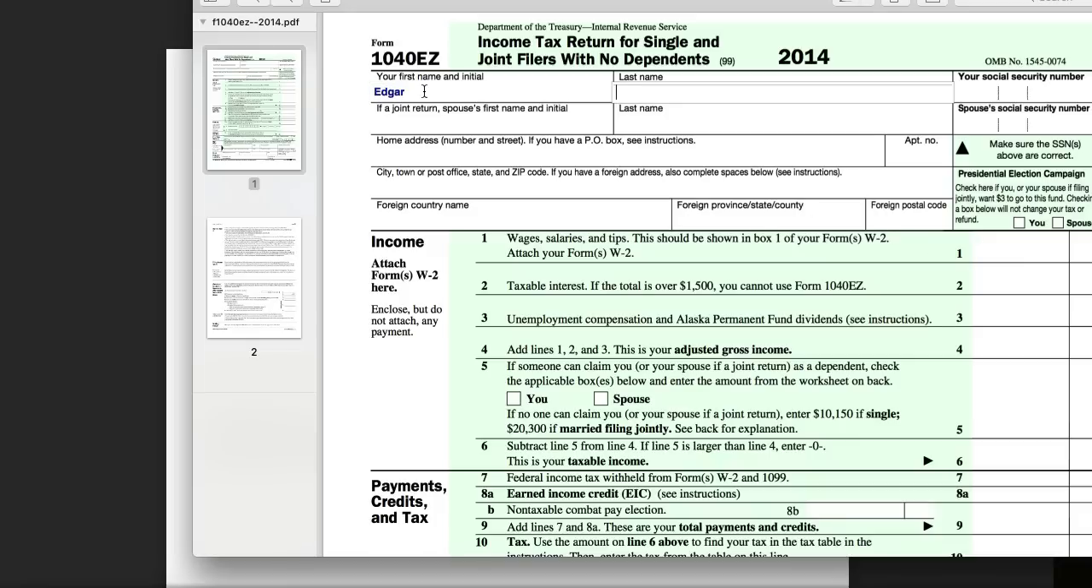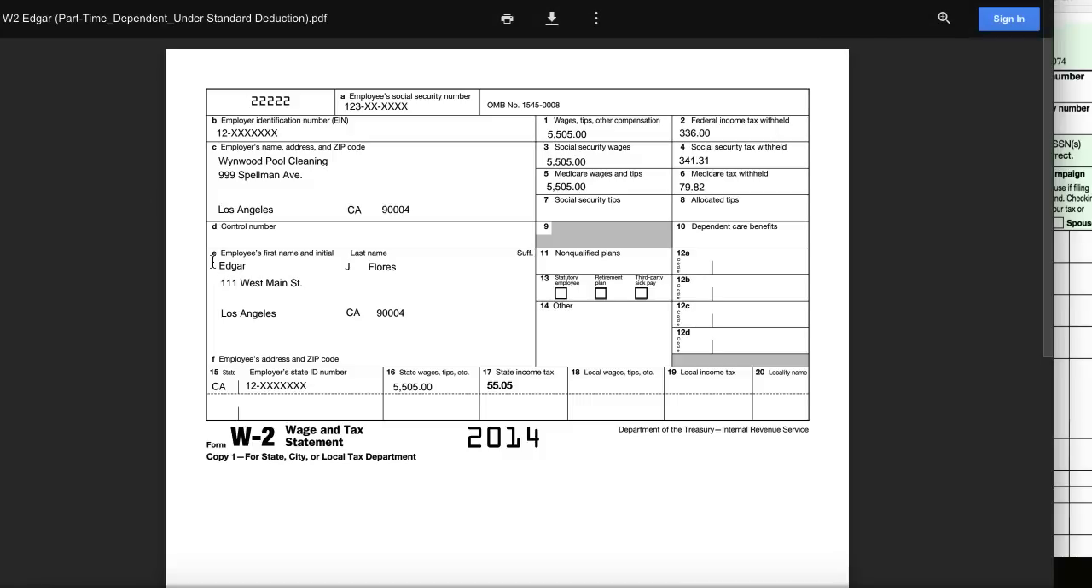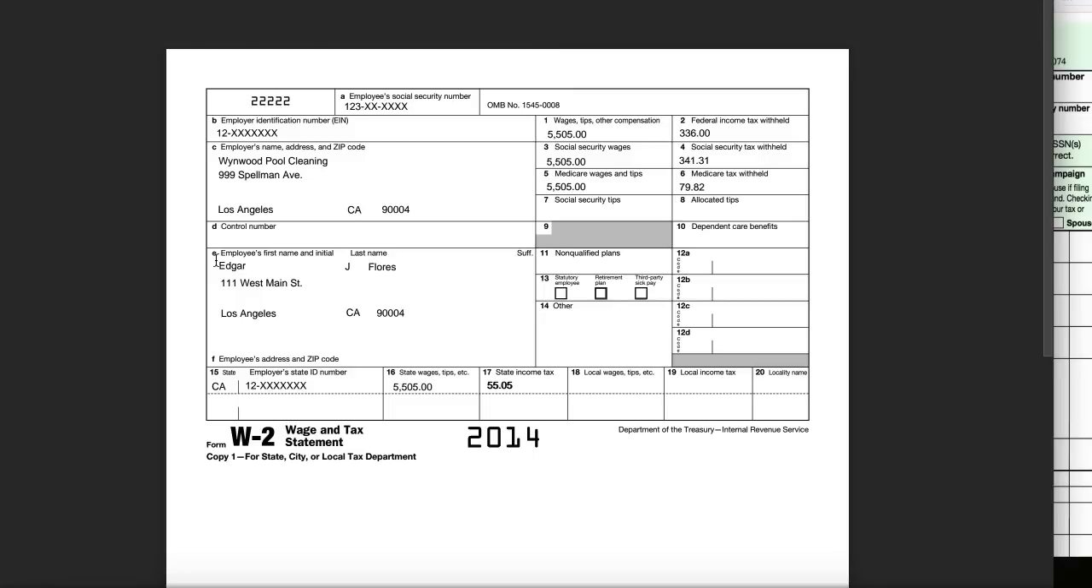So the first thing I'm going to do is put Edgar's information. It says first name and initial, and his middle initial is J, and then Flores. Then I'm going to put his home address, which is 111 West Main Street. He lives in Los Angeles, California, 90004. Again, I got that information from box E. And all W-2 forms are the same, so when you look at the W-2, it's going to be the same as it is for every other form that you're going to be taking a look at.